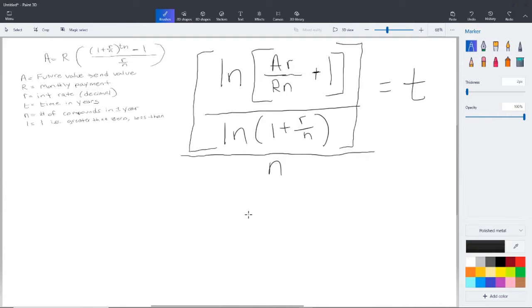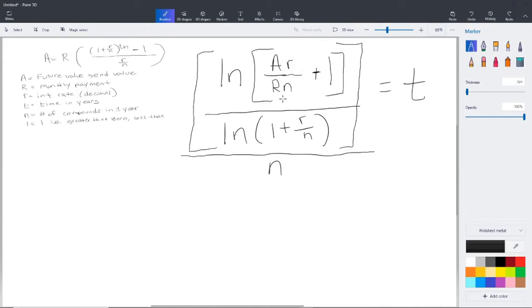Now, you won't find this equation in your book. It is derived from our A equals R equation. I like to call this one the argon-nurse equation, simply because we see AR, which is the periodic symbol for argon, and we see RN, which is registered nurse. So I like to call this the argon-nurse equation. Helps me give it a name.